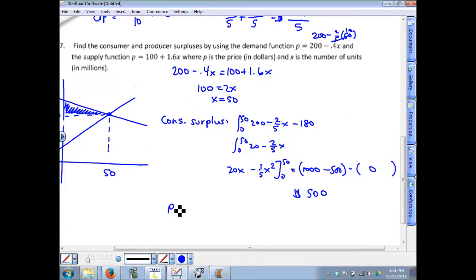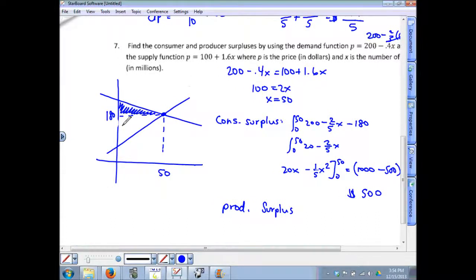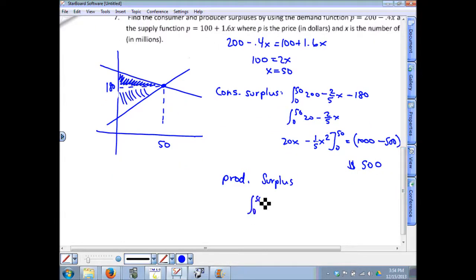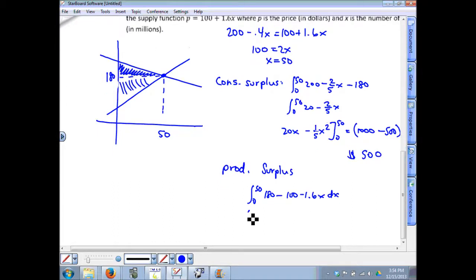Now the producer surplus is this area here underneath the price of 180 and above the supply function. So that's an integral still from 0 to 50, but now 180 is the top function, and we subtract the bottom function, which is 100 plus 1.6x dx. So this becomes the integral from 0 to 50 of 80 minus, now 1.6 is 16/10, which is 8/5 x dx.